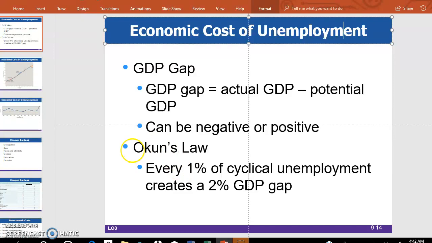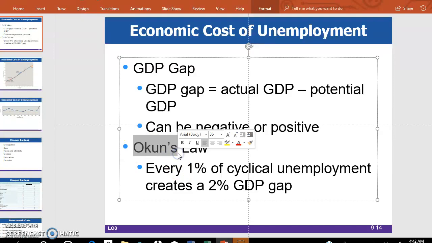Arthur Okun was a famous economist who worked with the Bureau of Economic Analysis. He studied data for a long time, data of unemployment and GDP and potential GDP, and he found out that every 1% of cyclical unemployment creates a 2% GDP gap, right?